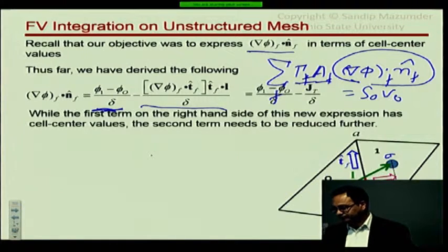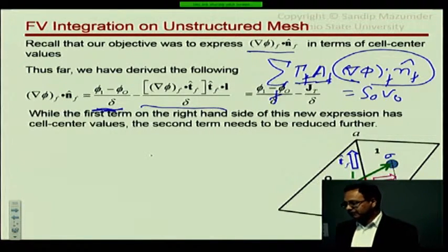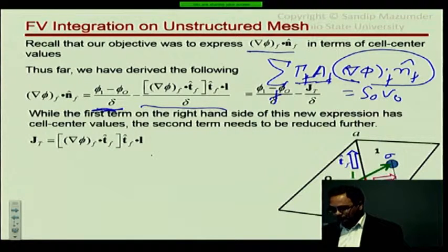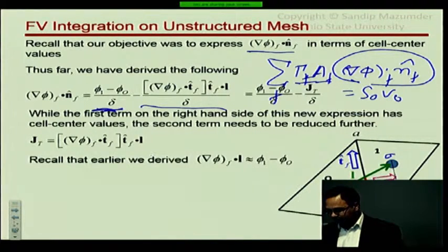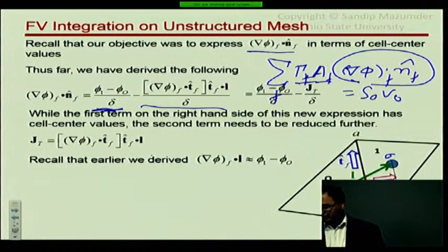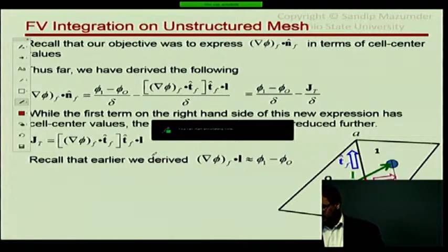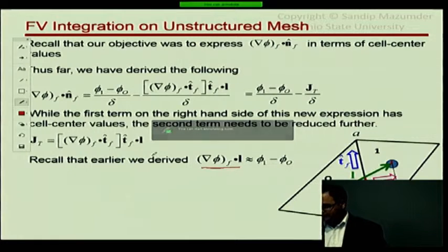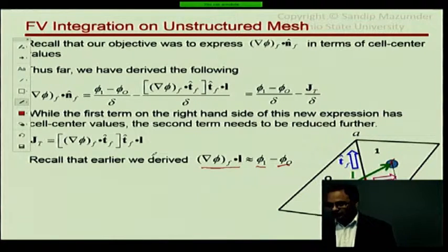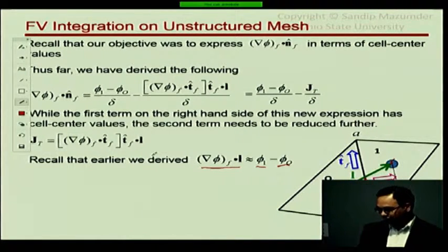First term on the right hand side of this expression has cell center values, so we don't need anything, so we are going to reduce this second term. Now earlier we derived this: grad phi f dot L, L being this vector connecting the two cell centers, we expressed it as phi 1 minus phi naught. So that phi minus that phi. We did the derivation in the last class, so you can go back and look at it.